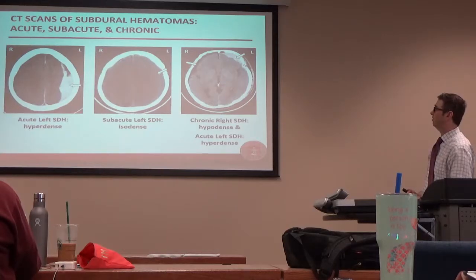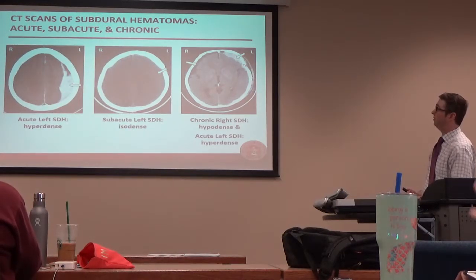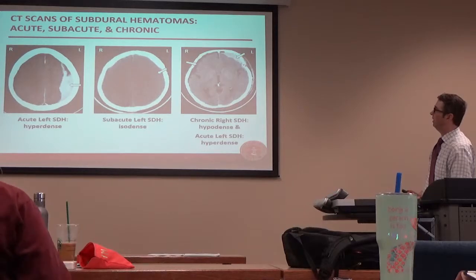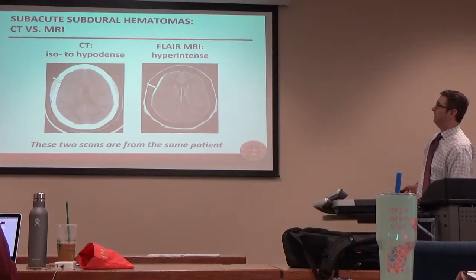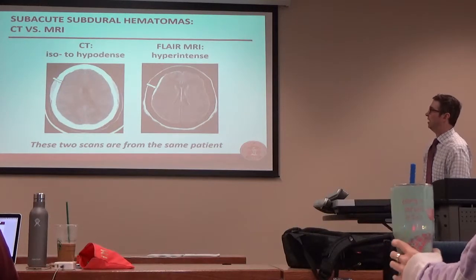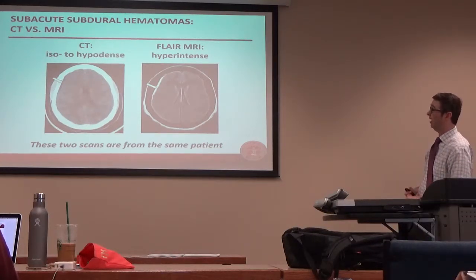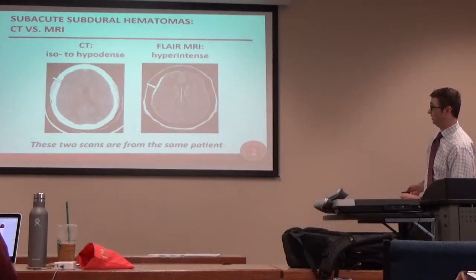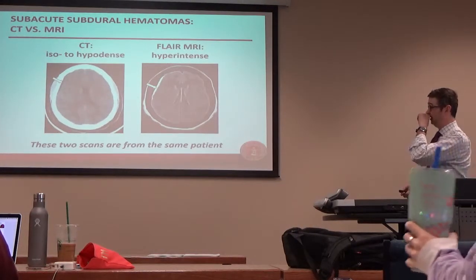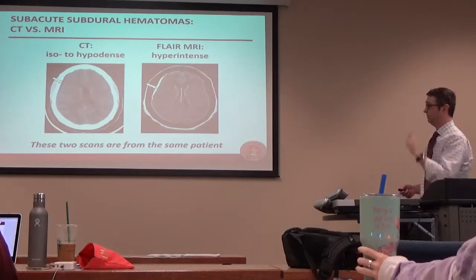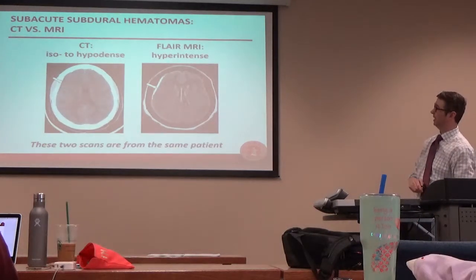And then on the right is a chronic right subdural that's hypodense. See how it's dark, black. And then there's an acute left subdural, it's hyperdense, so you have multiple density bleeds. CT versus MRI, this is FLAIR sequence MRI, which just shows blood is hyperintense on that particular sequence, and then the CT is isolated to hypodense, scans from the same patient.